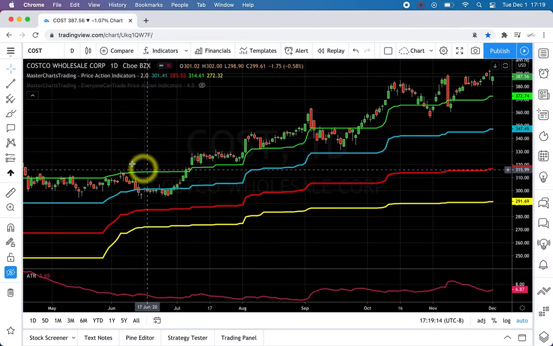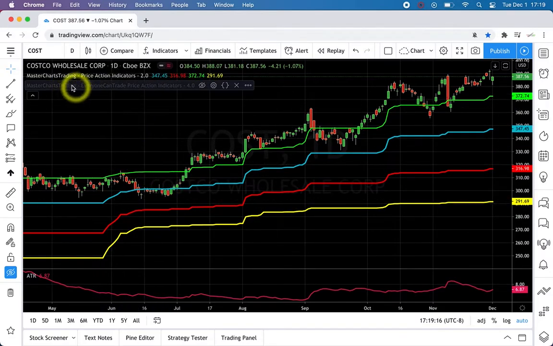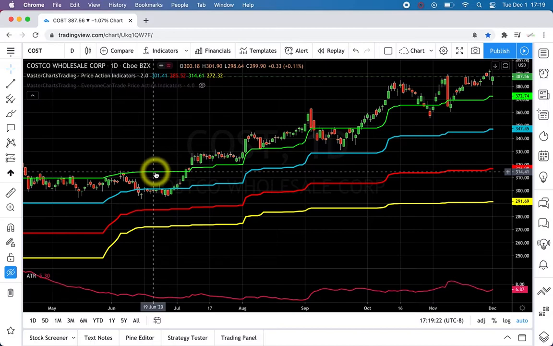On this chart, you see two indicators. One is MasterCharts Trading Price Action Indicators, and the other one is ATR. If you have access to my indicators, then you should be able to apply them.